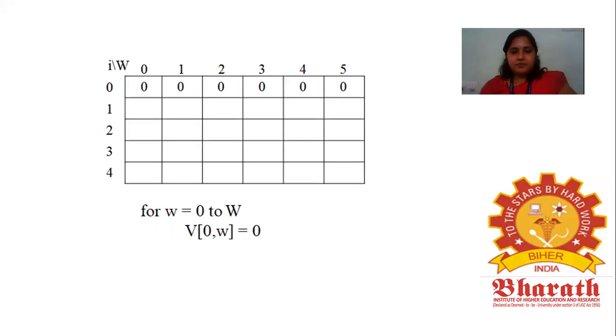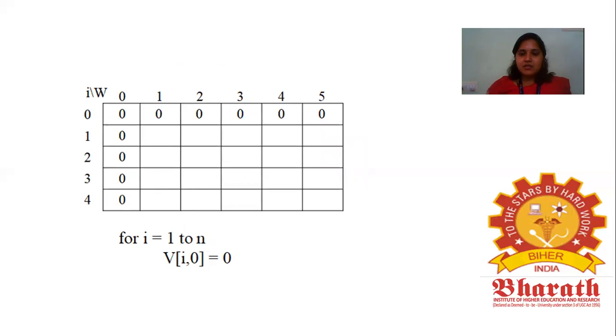So see here, W is equal to 0, then what we are placing is we are making that row as 0. So V of 0 comma W, which means that if W is equal to 0, obviously i equals 0. Then V of 0 comma W: 0 comma 1 will be 0, 0 comma 2 is also 0, 0 comma 3 is 0, 0 comma 4 is 0, 0 comma 5 is 0. So this is how we make the first row in the table as 0.